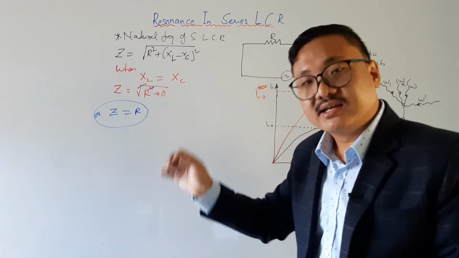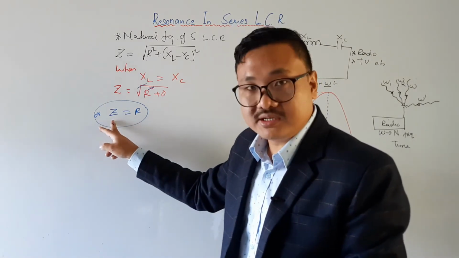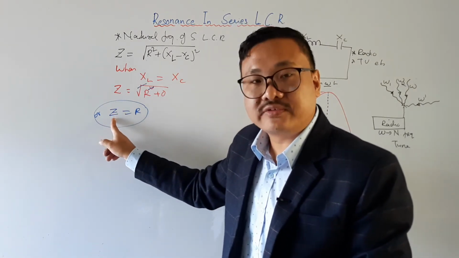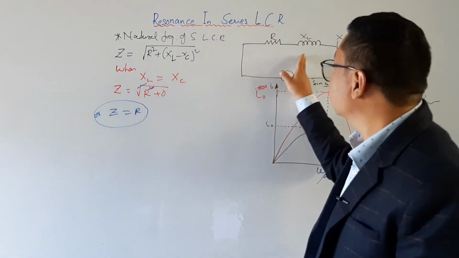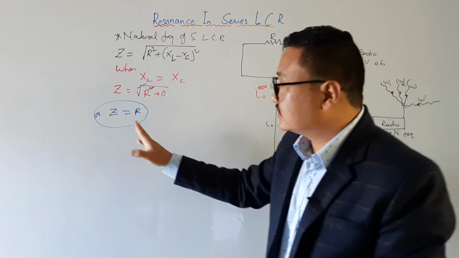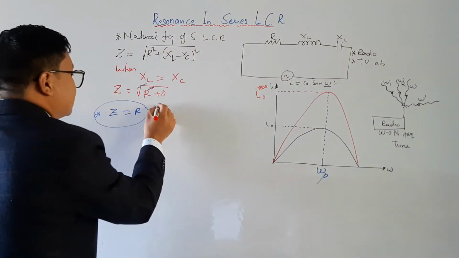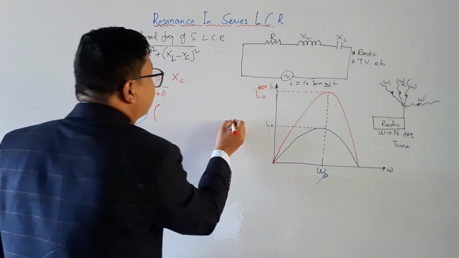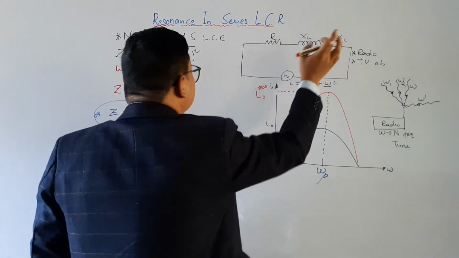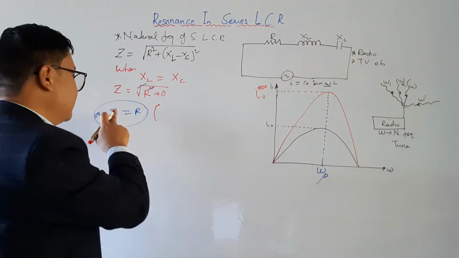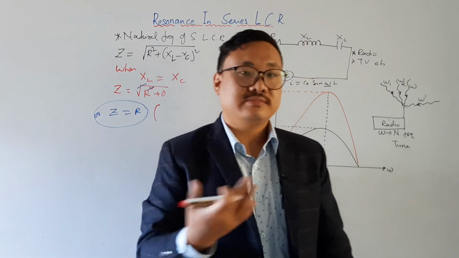It means that this is the minimum resistance, because in the impedance, the resistance offered by the series LCR is only R. There is no XL and there is no XC. So this is the minimum resistance offered by the series LCR. Just write: minimum resistance offered by series LCR, because there are no XL and XC in the impedance. What is impedance? The resistance offered by series LCR.